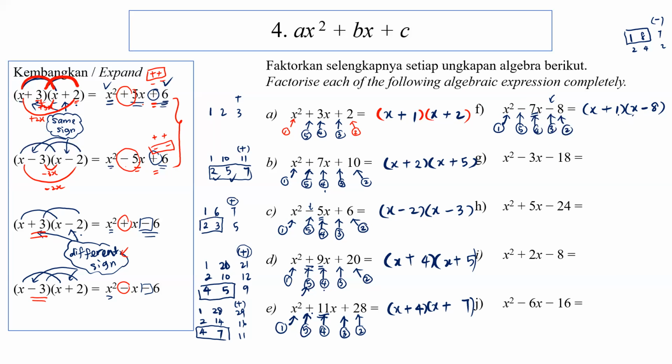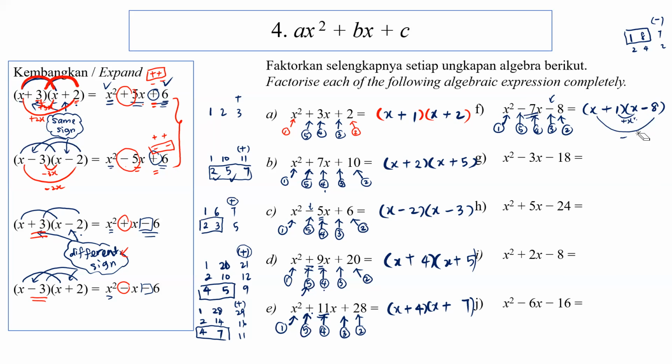Inner pair, 1 times x is positive 1x. X times negative 8 is negative 8x. Different sign, find the difference. So 1 and 8, the difference is 7, and follow the big boss. 8 is bigger, carry negative, so we have negative 7x. So our factorization is correct.